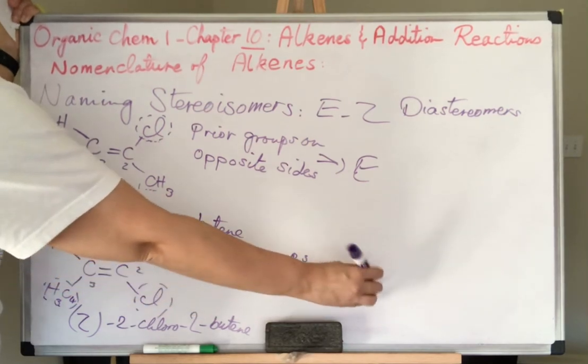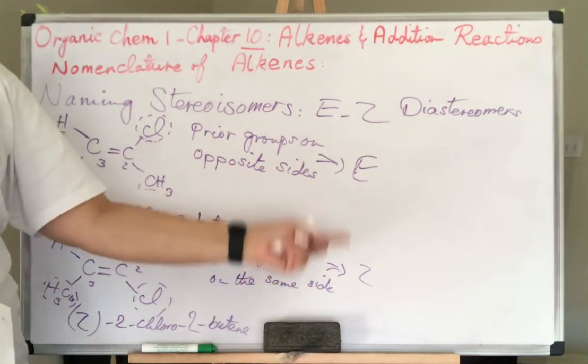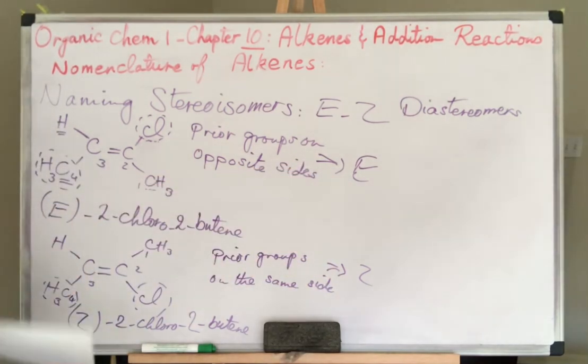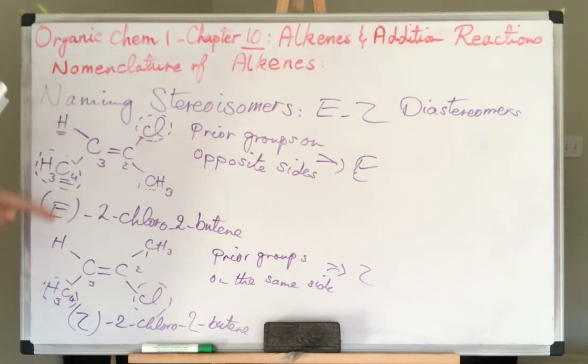Z. E and Z come from 2 German names, Zusammen and Entgegen. Don't worry about their names, and you just learn E and Z. E when the prior groups are on 2 opposite sides, Z when the prior groups are on the same side.